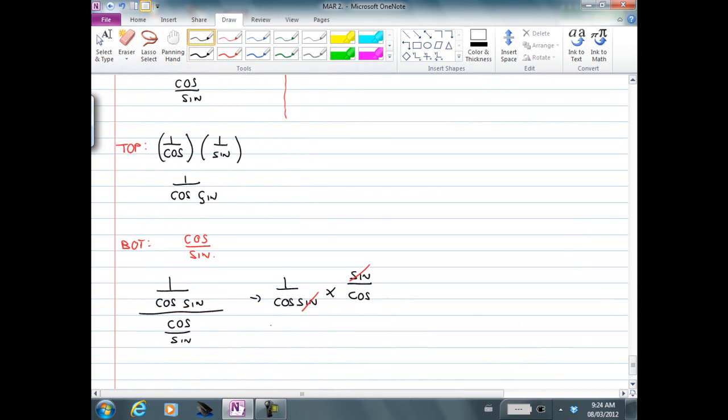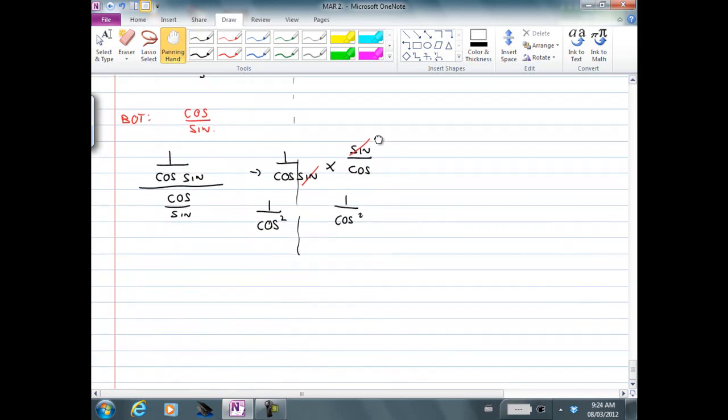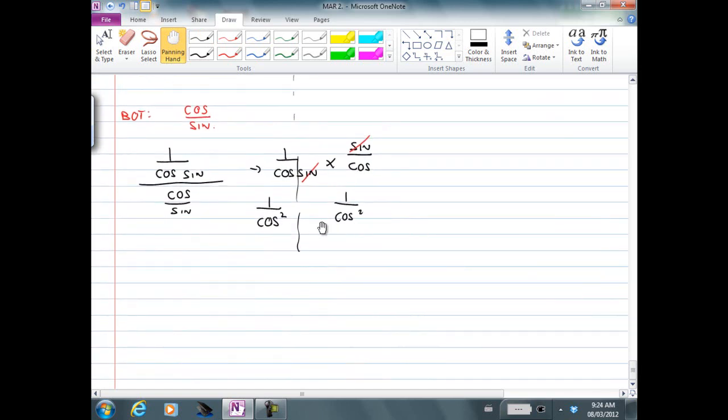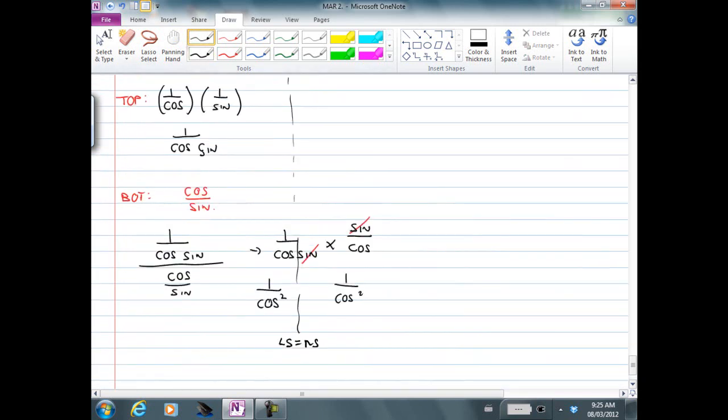If I look at this, this becomes now 1 over cos squared. Hey, if you look at the right side, it's also 1 over cos squared. Both sides are the same. So LS, and I always write equals to RS. Now I kind of made a mistake in that I shouldn't have written stuff on the right side. All this stuff should have gone on this side. Guys and gals, that's how you prove trig.